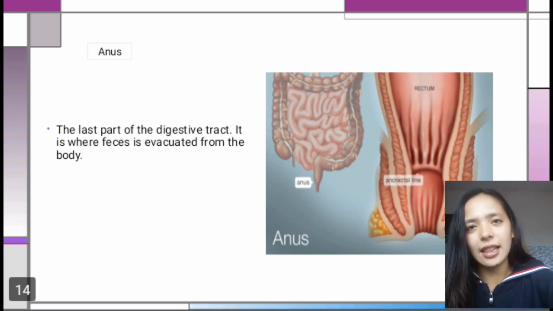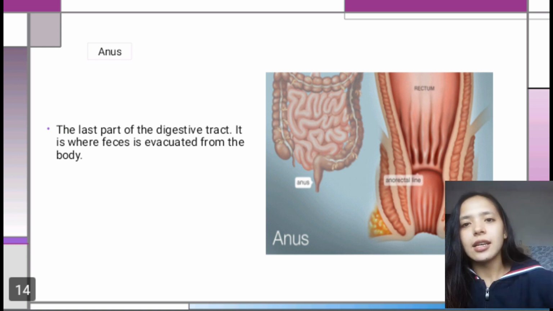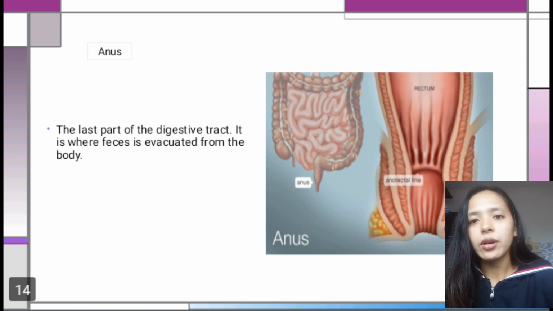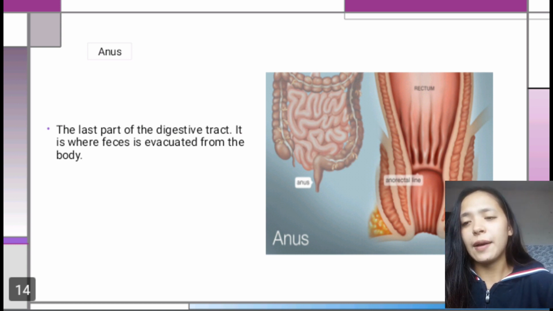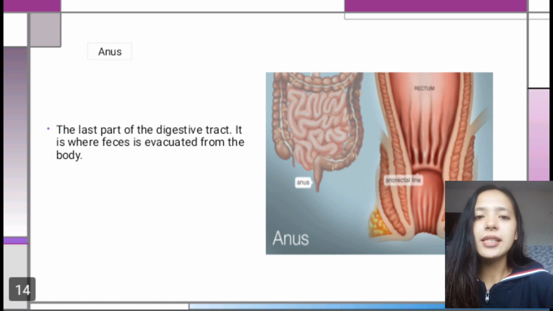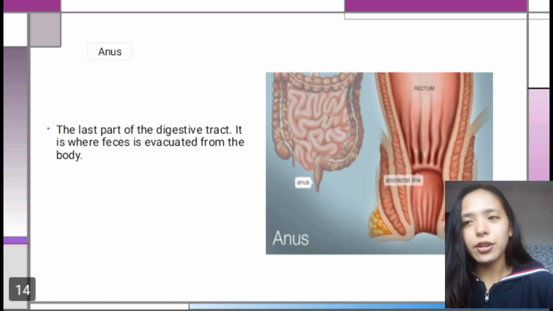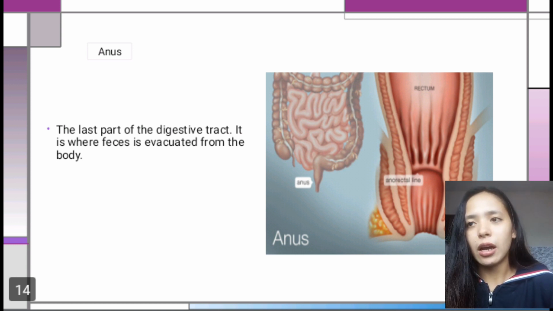So the last part of the digestive system, pinaka-tumoy, the anus. So when you say anus, it is the last part of the digestive tract where the feces are evacuated from the body. So diha na gigawas na i-release na nga to ang waste after sa daghang process na hitabo from the mouth, esophagus, stomach, and then small intestine, large intestine, rectum, and then gawas na siya into sa ato ang anus.